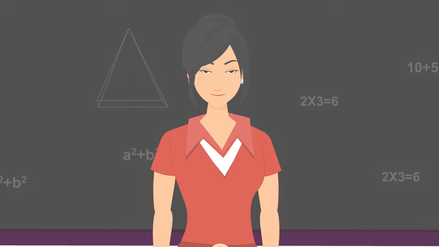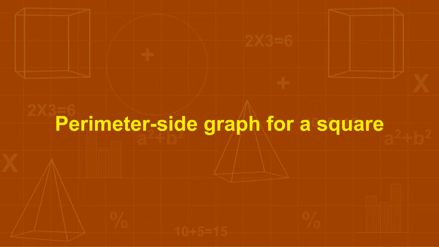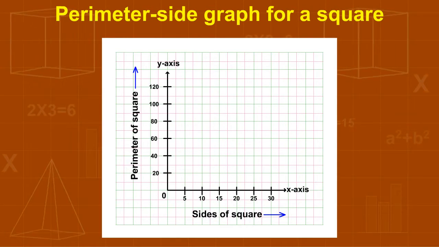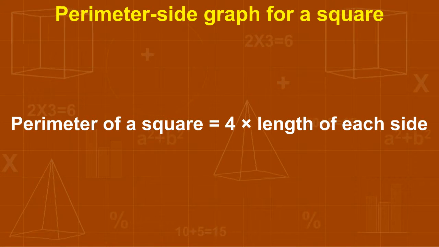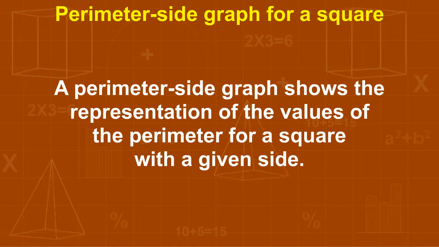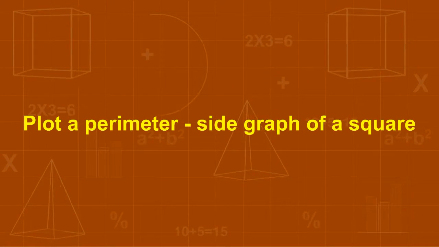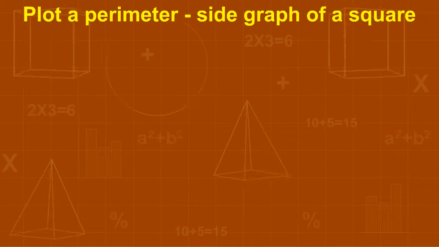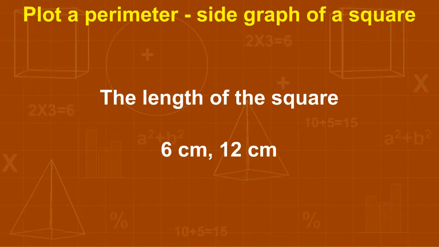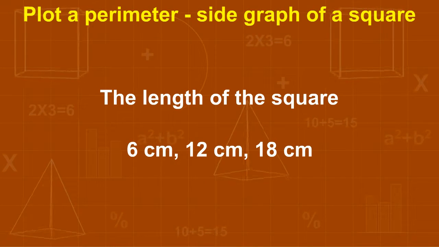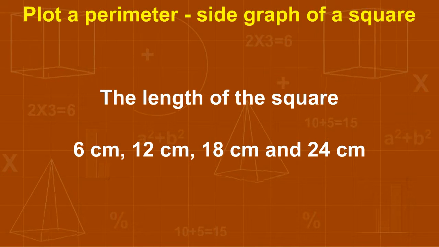One more example is the perimeter-side graph for a square. We know that the perimeter of a square is equal to 4 times the length of each side. A perimeter-side graph shows the representation of the values of the perimeter for a square with a given side. Plot a perimeter-side graph for a square if the length of the side takes the values 6 cm, 12 cm, 18 cm, and 24 cm.